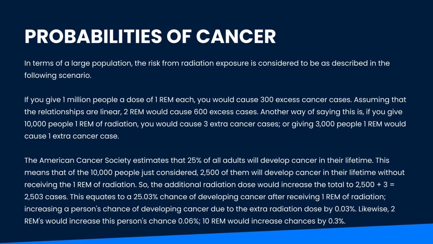Risk can also be understood in terms of population impact. For example, small increases in exposure across a large group can lead to a measurable increase in cancer cases. While individual risk changes may be small, the overall impact becomes more noticeable at the population level.